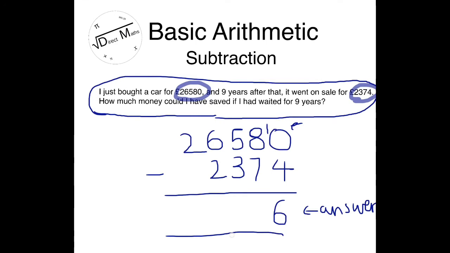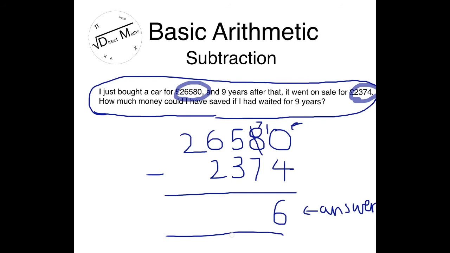But wait, where did that extra 1 come from? Surely we should account for that. The way we do this is by crossing out the next number along and replacing it with 1 below that. It's kind of like imagining the 0 asking the 8 next to it for a 1 to help it out, and allowing it to be able to subtract 4 from the 0.